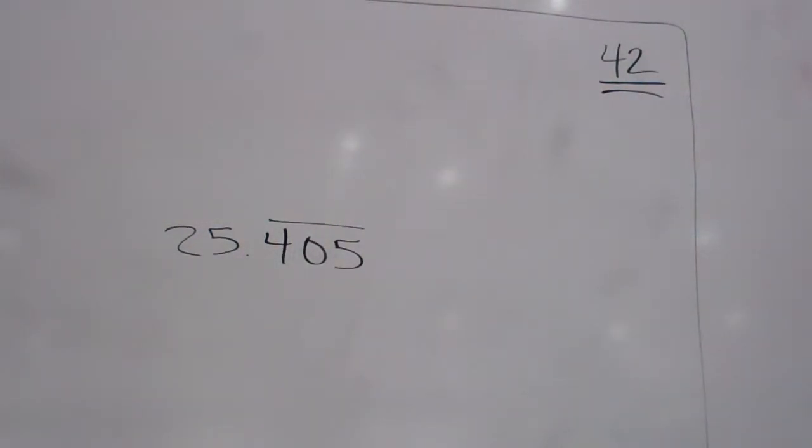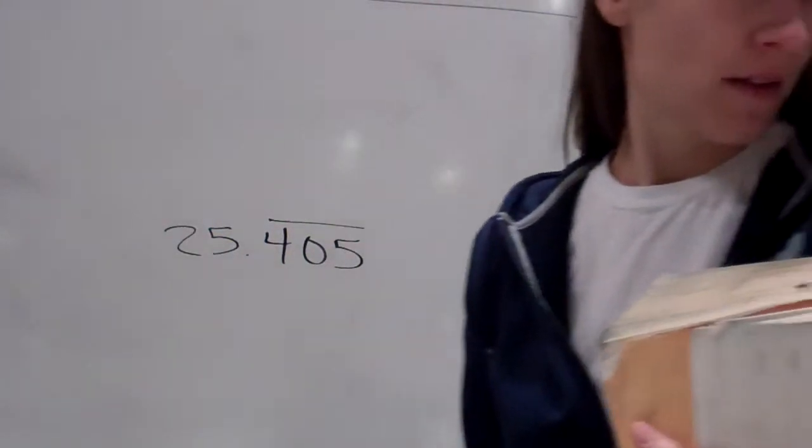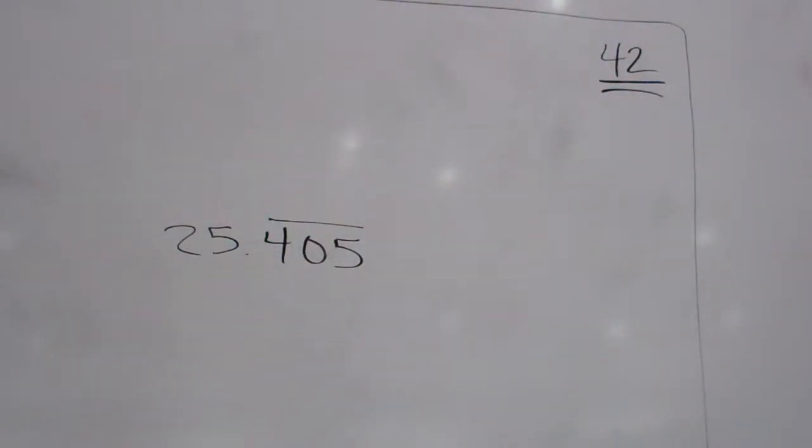What do I do? Okay, so 1, 2, 3, 4, 5. You'd want it to stop here. So you look at this number to the right, and what do you notice? It's 5 or higher. So what happens to this? It goes up 1. And then that's as far as you want your number to go after those 5 places.